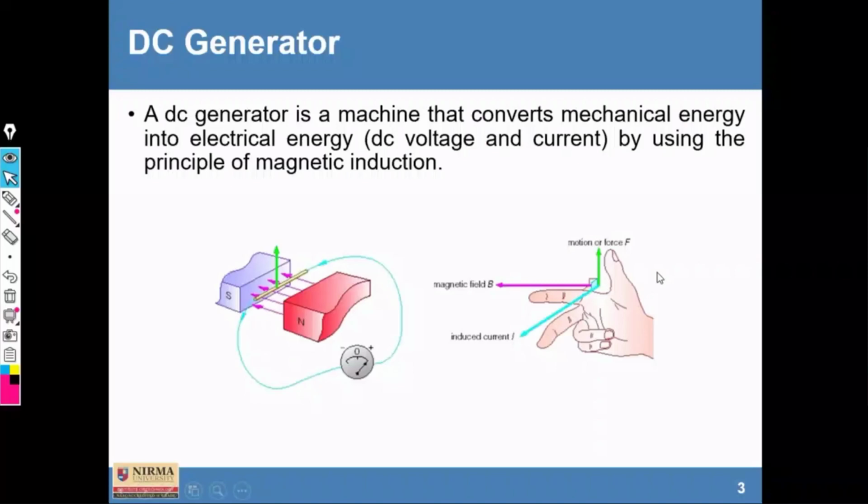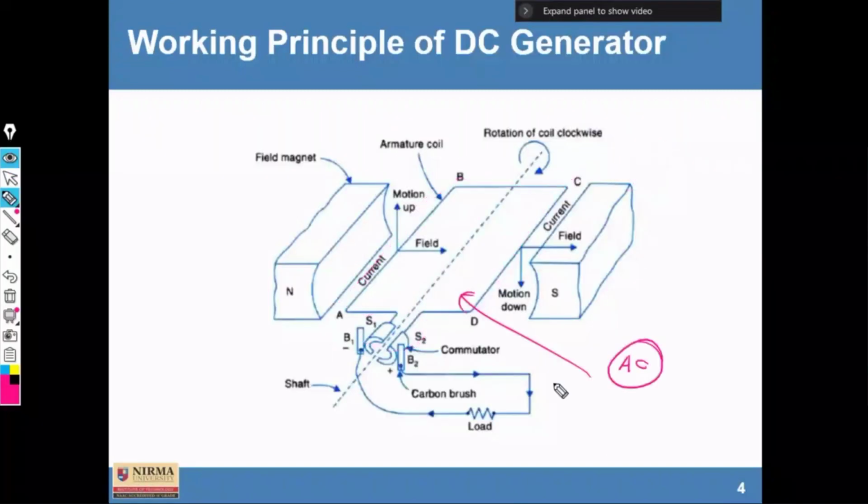तो यहाँ पे जो EMF जनरेट होगा वो AC टाइप का होगा, and there are certain devices which are connected, like commutator, which is going to convert this generation of AC into DC, and outside we can collect DC supply, clear. So this is the generation of this machine.